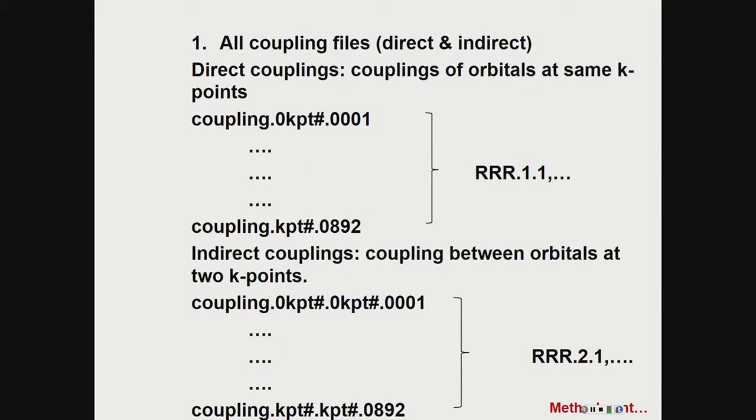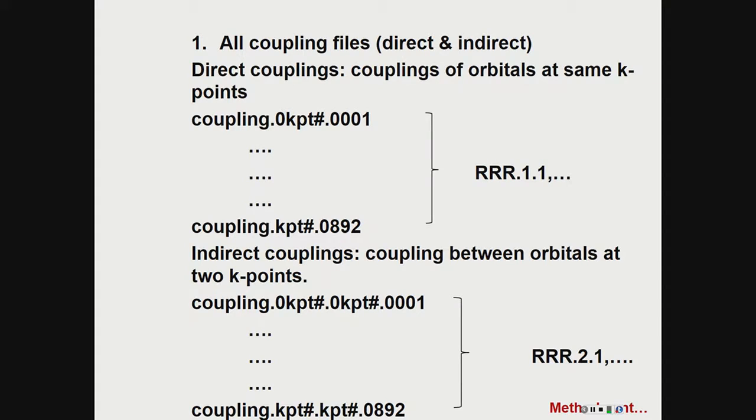This one should be number 1. This is right, but previous version. So here we can see the direct couplings of orbitals at same K points. The format of the coupling file is coupling dot number of K point dot 001, and there are 892 coupling files for each K point for direct couplings.